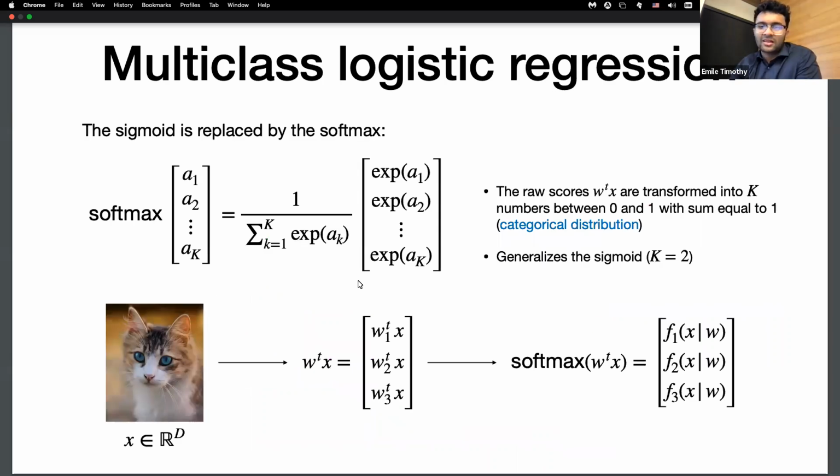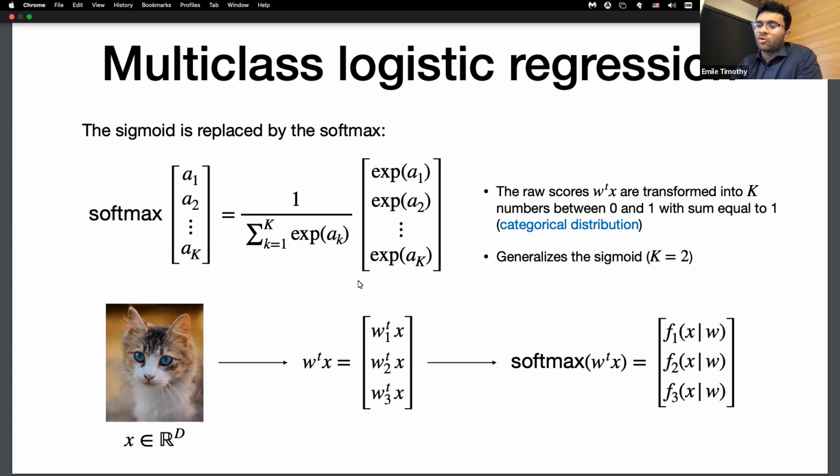And then we spoke about multiclass logistic regression, where we'd replace the sigmoid function with the softmax, where the softmax of a vector A1 all the way to AK is just given by the exponent of every entry, divided by a normalization so that the sum of everything is equal to 1.